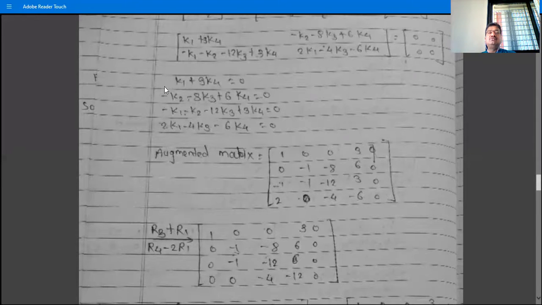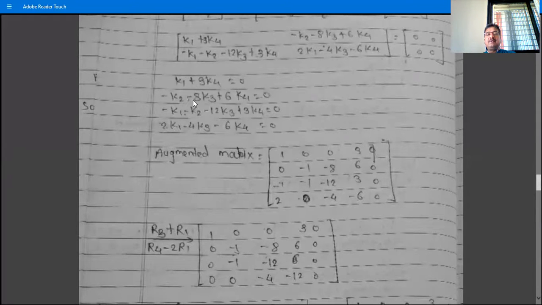In order to solve any system, this is a homogeneous system because all are equal to 0. But if the system is non-homogeneous, then also use the Gauss elimination method. So form the augmented matrix with the coefficients of k1, k2, k3, k4 and equal to 0.